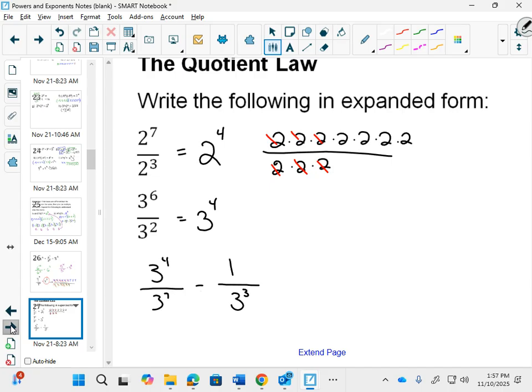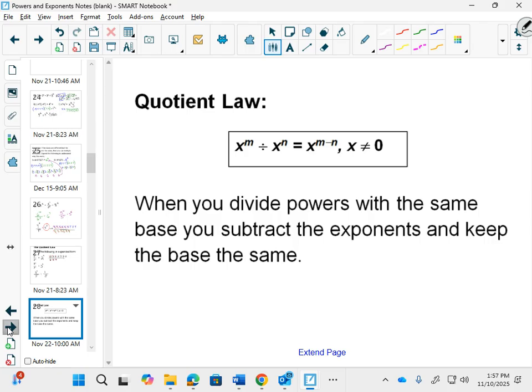This is called our quotient rule. If you are dividing powers with the same base, so again, highlighting some stuff, the same base is important, subtract the exponents, keep the base the same. And visualizing it, you visualize that every time you have a number on the top and a number on the bottom, they would cancel each other out.